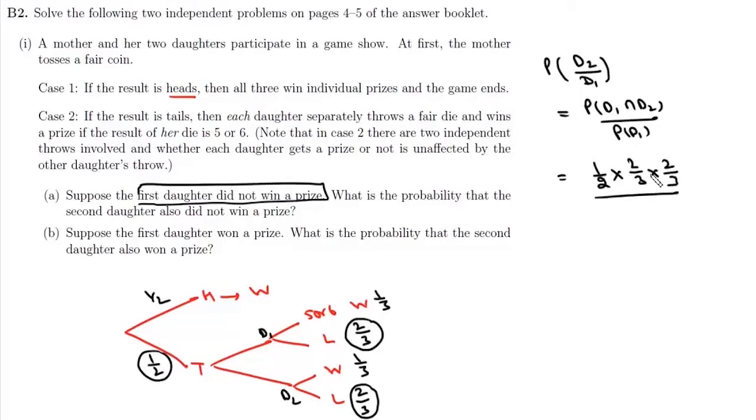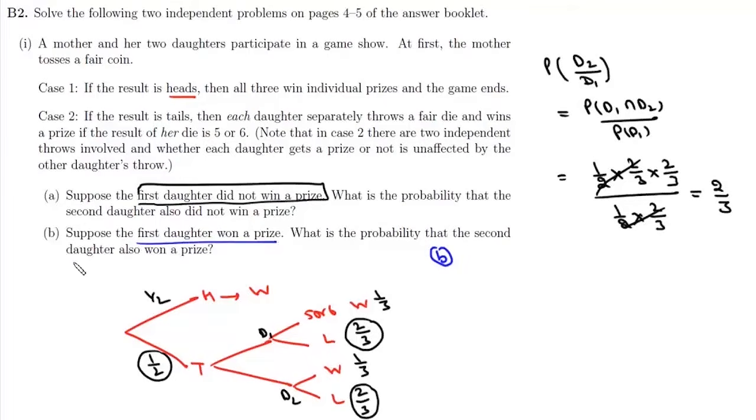Now divided by probability of first daughter not getting a prize. Again, it will be this 1 by 2, and she won't get a prize if the probability is 2 by 3. So we'll cancel. So answer to this first part is simply 2 by 3. So if first daughter did not win a prize, the probability that second daughter will also not win a prize is 2 by 3.